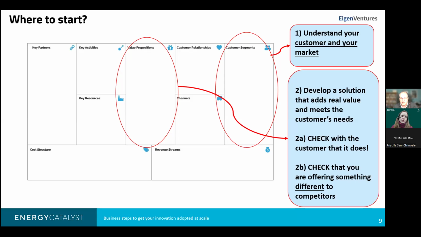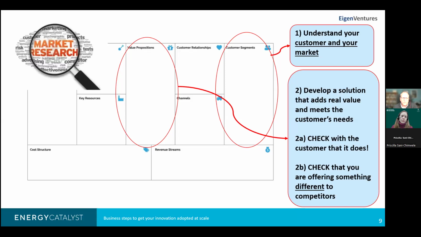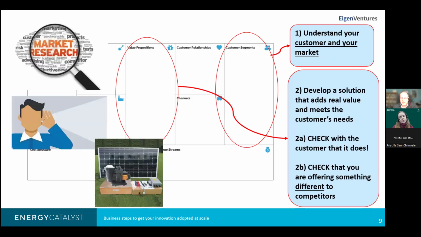Don't just assume that. Also check that you're offering something different to competitors. There's no point coming in to a market where there are already many companies out there doing what you're trying to do. Have a look at the competition and see how you might add value above and beyond what they do. So do your market research, listen to the customer, then develop your solution, but iterate that process. Go back and back again to the customer.